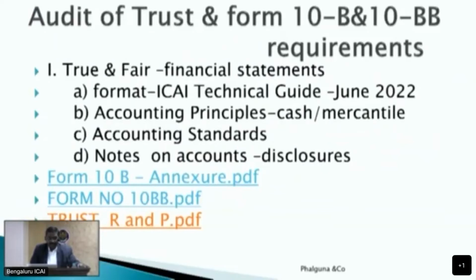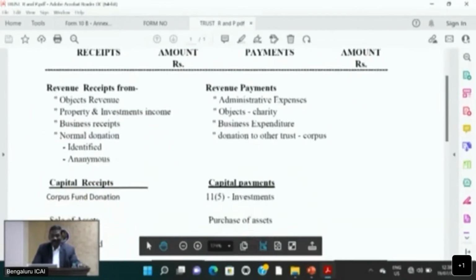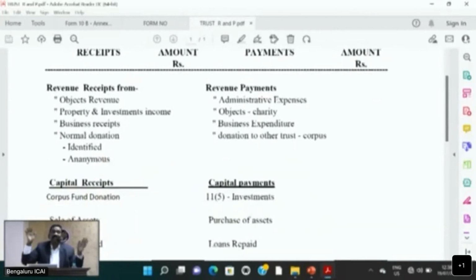So, I have given a model receipts and payment account. Now, you can see this on the screen. This is my conception. Understanding the provisions, I have conceived this, not the institute, not anybody else. Being a practical person, I am telling you, without preparing the receipts and payment account, merely based on income and expenditure, merely based on balance sheet, you cannot compute correct exemption, correct taxable income.